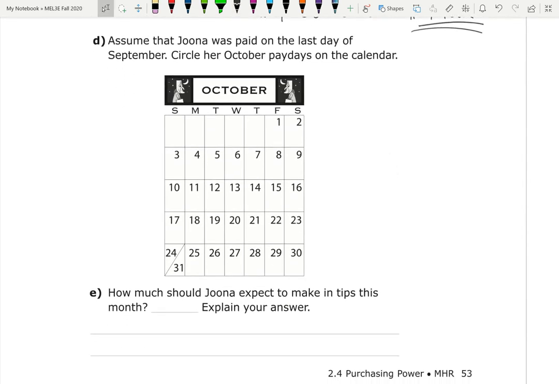Assume that Juna was paid on the last day of September. Circle her October paydays. So she gets paid on Thursdays. Okay, so this would be the 30th of September. So let's say this was a payday. She gets paid every other week. So that means that her next pay day would be the 14th, and then 2 weeks after that.